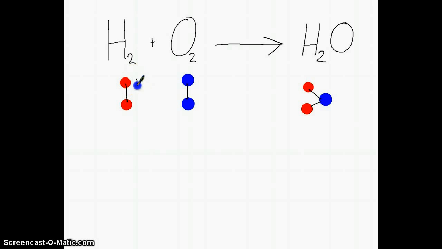Well, I've got 1, 2 hydrogens on this side, and I've got 1, 2 hydrogens on that side. So the hydrogens all balance. What about the oxygens? Well, I've got 1, 2 oxygens on this side, but only 1 oxygen on that side. That doesn't balance. That means there must be an extra oxygen out there. Well, can we just add it on to the end? Well, that looks balanced, but unfortunately it doesn't work because oxygen cannot travel round on its own. Therefore, at the moment, this is unbalanced.